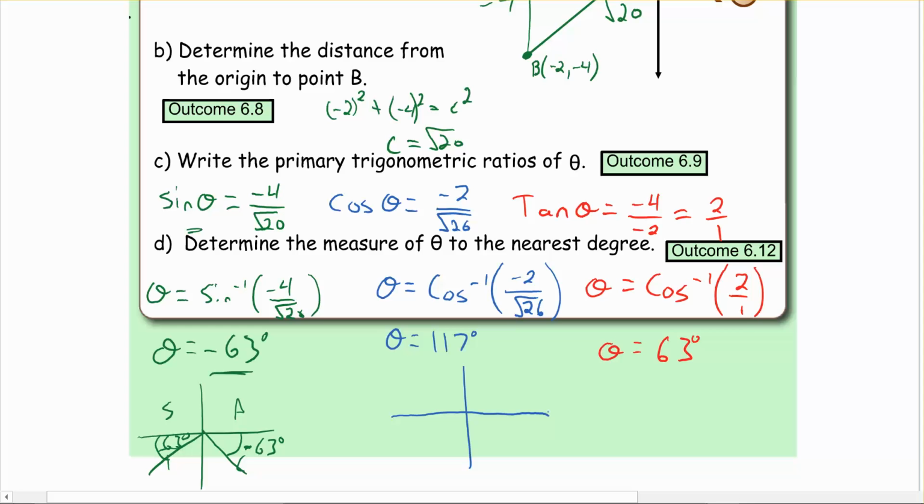And that's because if I look up here and say, okay, where is cosine negative? Because it's negative 2 over square root 26. Well, according to my CAST rule, cosine is going to be negative over here, there and there, right? So the closest angle that your calculator was able to tell you was this angle. It says that this is 117 degrees from there to there.